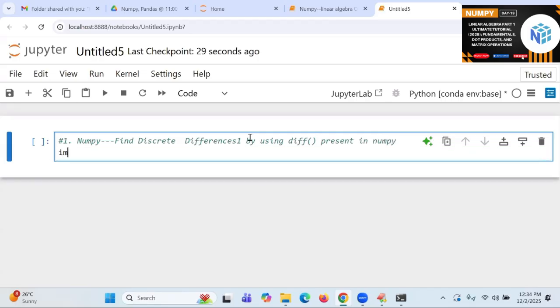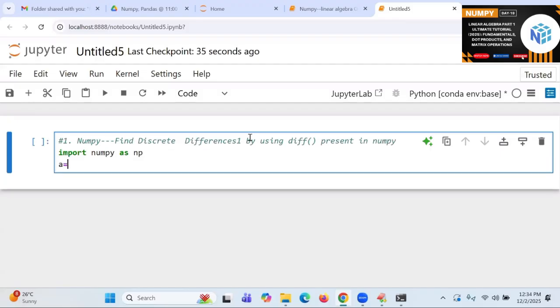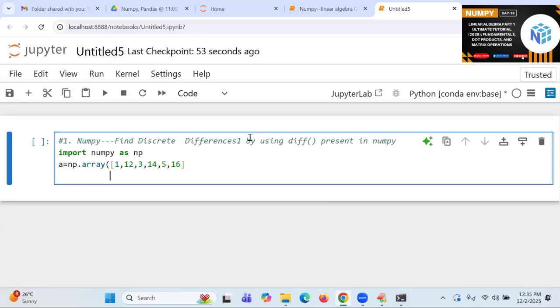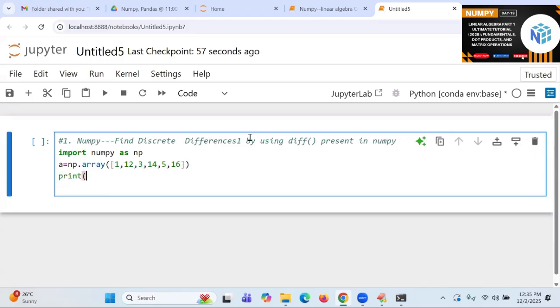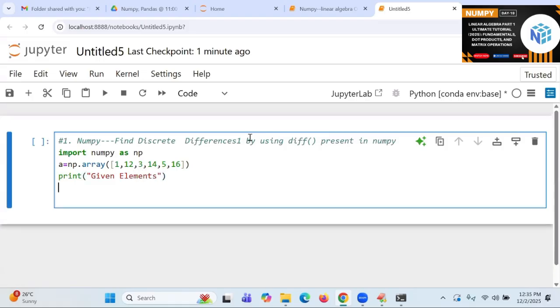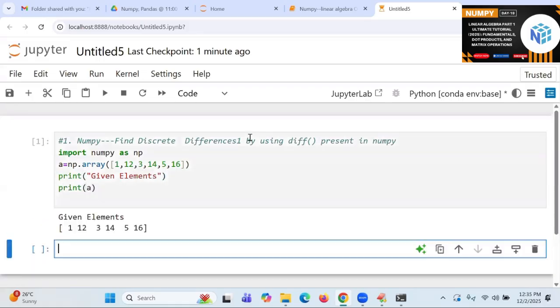Let us go to the first example. Import NumPy as np. A is equal to np.array of 1, 2, 3, 4, 5, 6. For example, you want to take 12, you want to take 14, you want to take 16, you can take it. Okay, close the bracket. Now I will write the content of A, given elements. I am going to print A here. So this is my data.